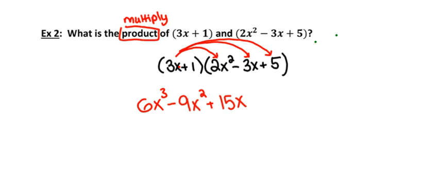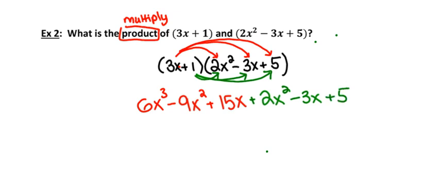And now I'm going to distribute the 1 to each term in the second parentheses. So positive 1 times positive 2x squared gives me positive 2x squared. Plus 1 times minus 3x gives me minus 3x. Plus 1 times plus 5 gives me plus 5. And now I'm going to combine like terms.